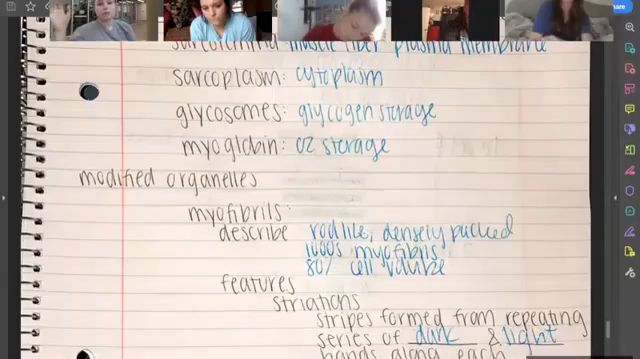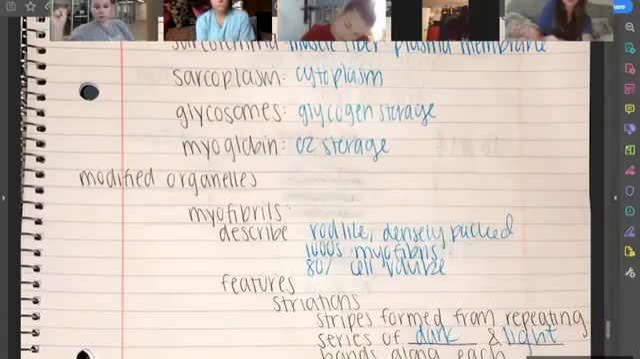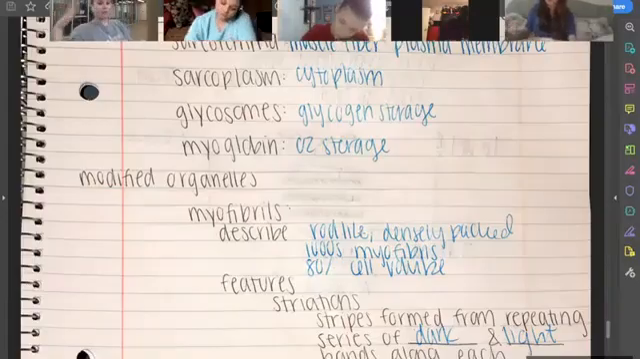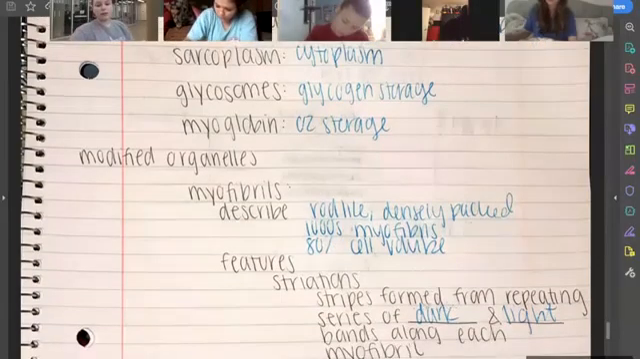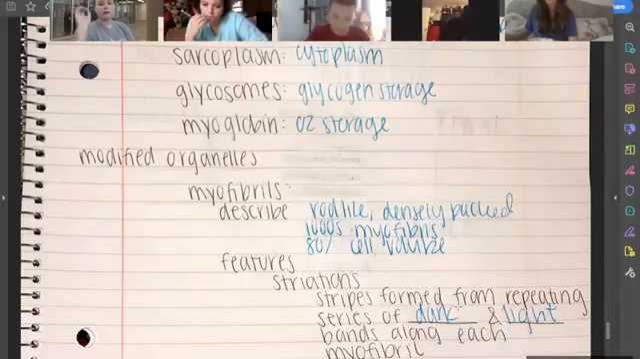Cell volume. So we'll look at these myofibrils in a minute. We have thousands and thousands of myofibrils. They're striated, right? They have striations that form a series of light and dark bands along each myofibril.